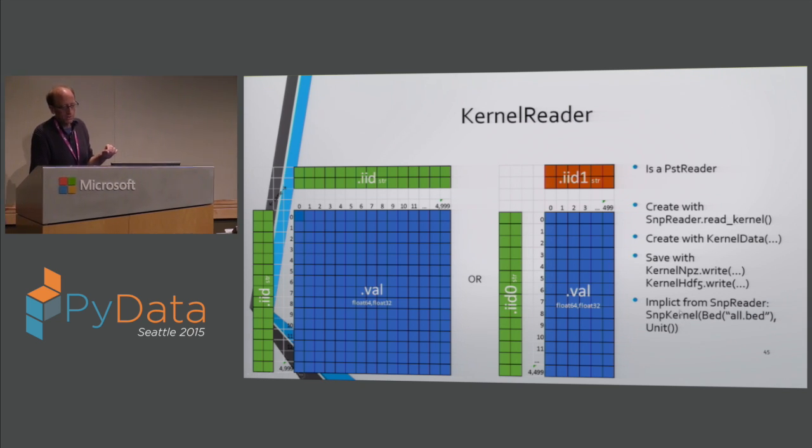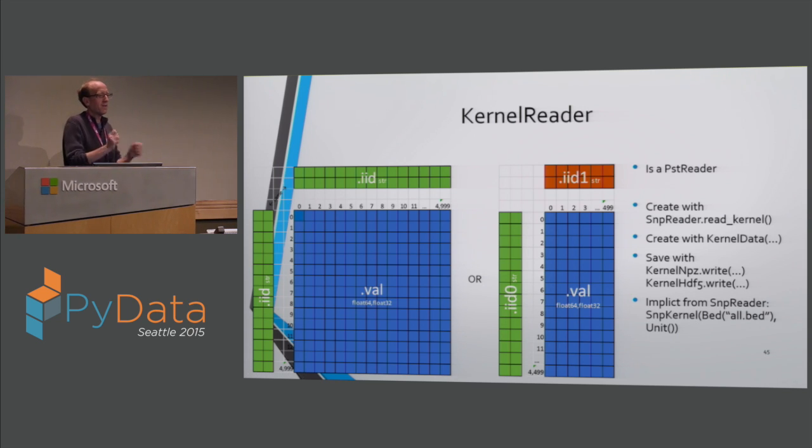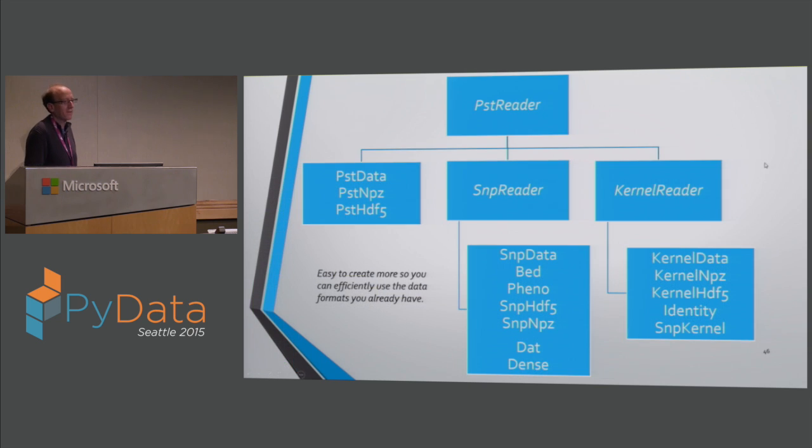Or what's kind of cool is there's even a kernel reader called snpkernel. It takes a snp reader and on the fly will create the kernel that's requested, but only when it's requested. So that's a way to get very low memory, and also some algorithms know how to work with kind of implicit kernels, and they can look at this and be optimized for that path. I'll talk a little bit more about that in a bit.